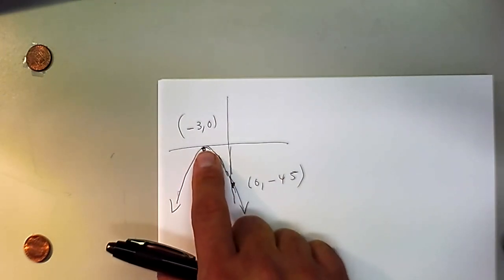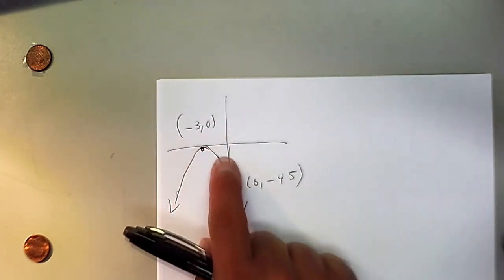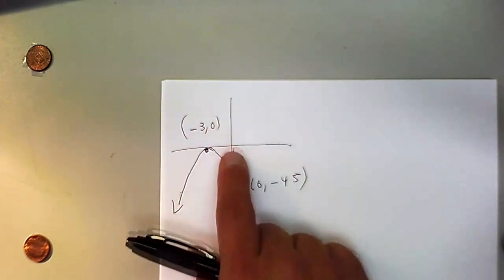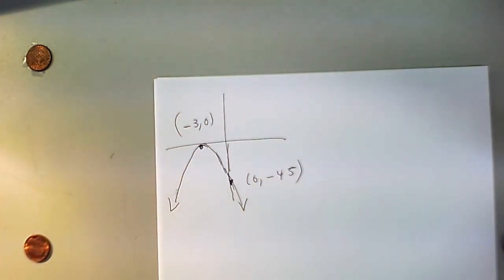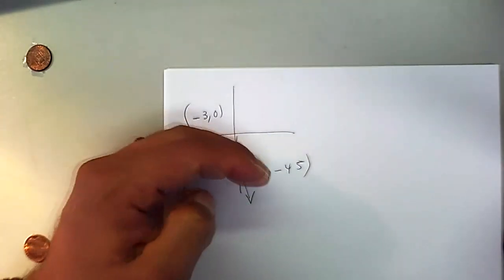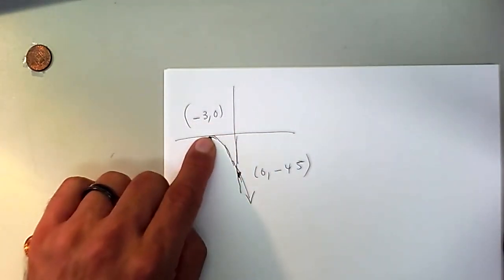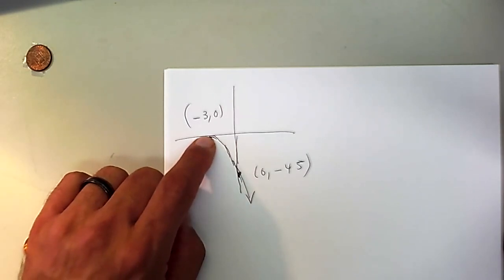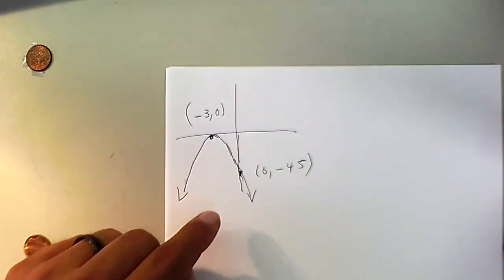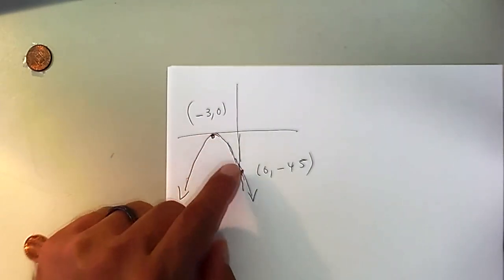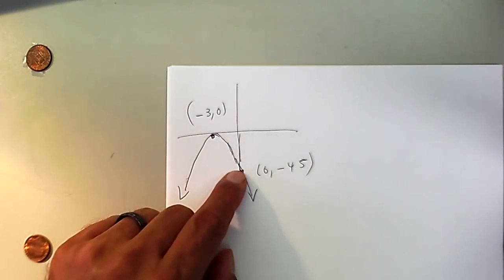The only x-intercept is negative 3, 0, which means that it doesn't go past the x-axis. It gets stuck at the x-axis. The parabola goes up to the x-axis and then touches it at the point negative 3, 0, and then it comes back down. So it is a parabola opening down with one x-intercept and with one y-intercept.